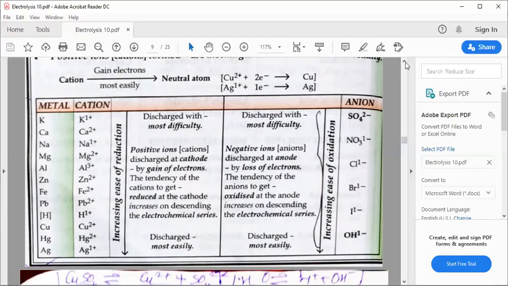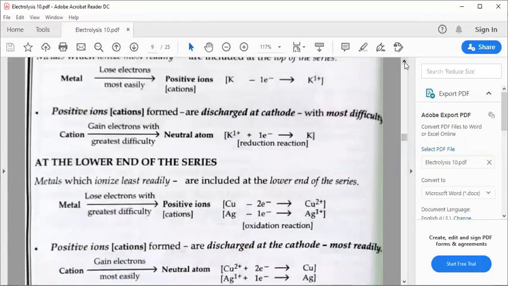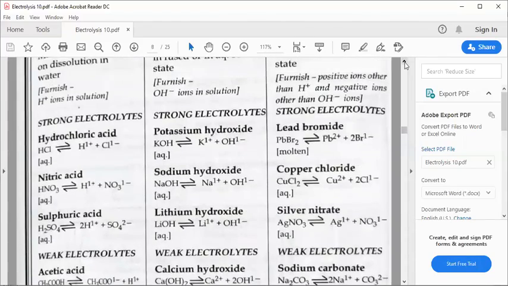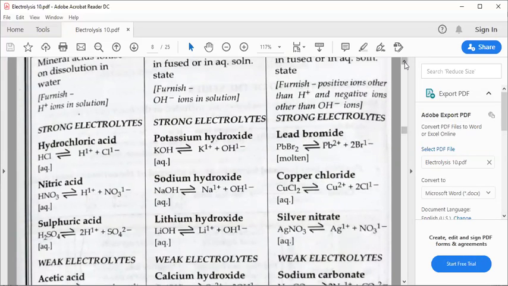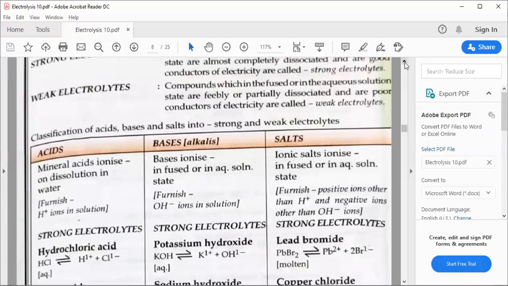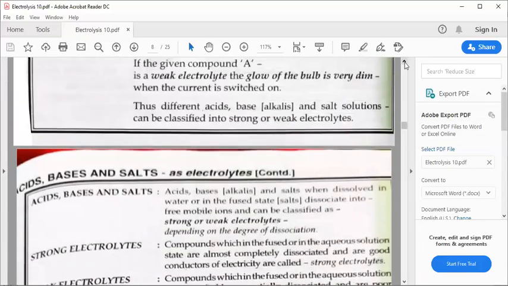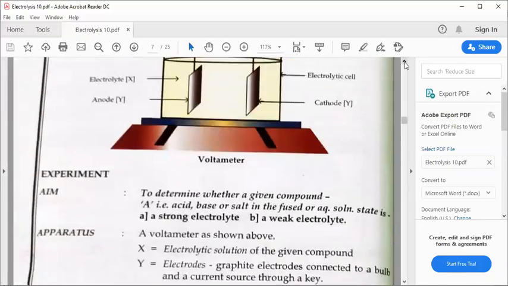Okay, so in this chapter we are studying this only. We are not studying the difference between strong electrolyte and weak electrolyte. They don't ask you such types of questions. Yes, they may ask you only for 1 mark, but this is very important.